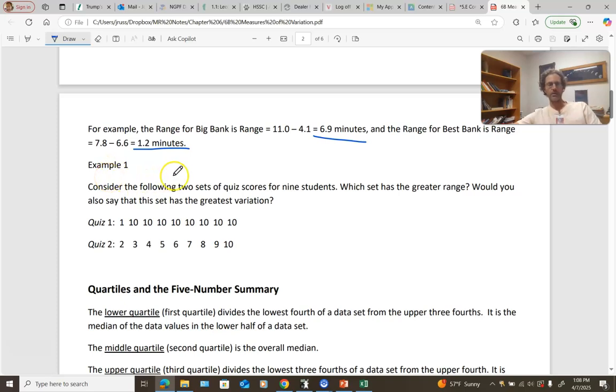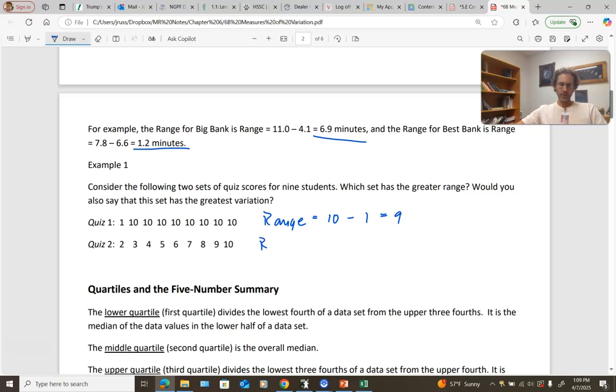So it says, consider the following 2 sets of quiz scores for 9 students. Which set has the greater range? And then would you also say that this set has the greatest variation? Okay, so we've got these 2 different sets of quiz scores. So these are our 2 different data sets. So let's calculate the range for each one. So for quiz 1, the range is going to be equal to the highest value, which is 10, minus the lowest value, which is actually 1, and that gives us a range of 9.